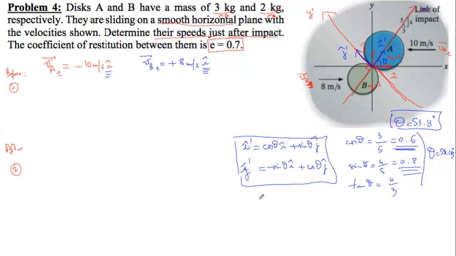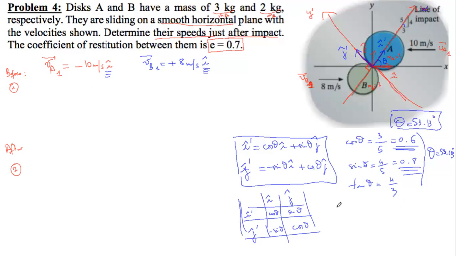So this is what we summarize in this table. You remember? I can write it this way: i prime hat and j prime hat here, and i hat and j hat here. So i prime hat will be cosine theta here, sine theta here. And j prime, I'll have minus sine theta here and cosine theta here. This is a rotational matrix, as you can see: cosine theta on the diagonal, sine theta and minus sine theta on the off diagonal.